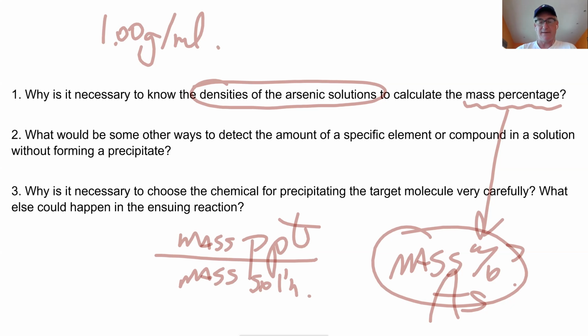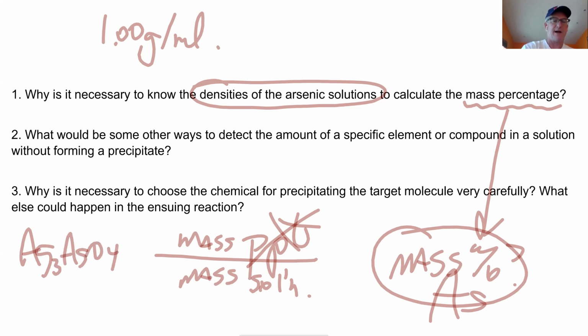That is incorrect. I like how you were forceful though. What do I put on the top? I don't put the whole precipitate. Why don't I put the whole precipitate mass? So my precipitate is silver arsenate. How come I don't put the mass of that whole thing in the numerator?